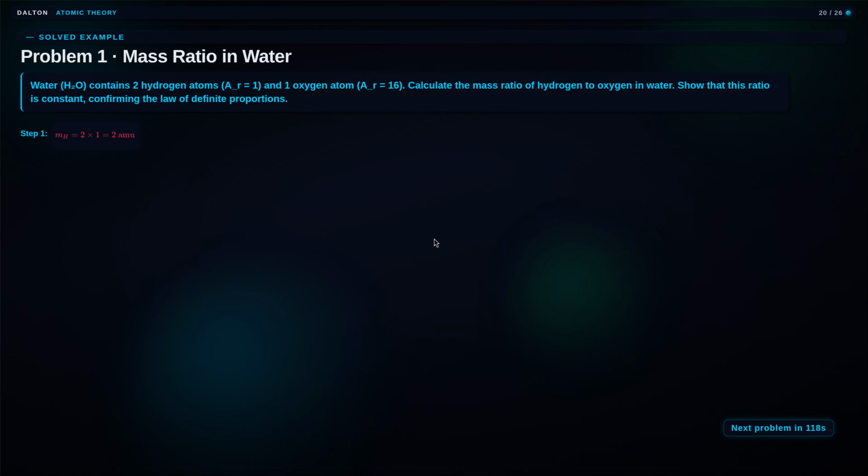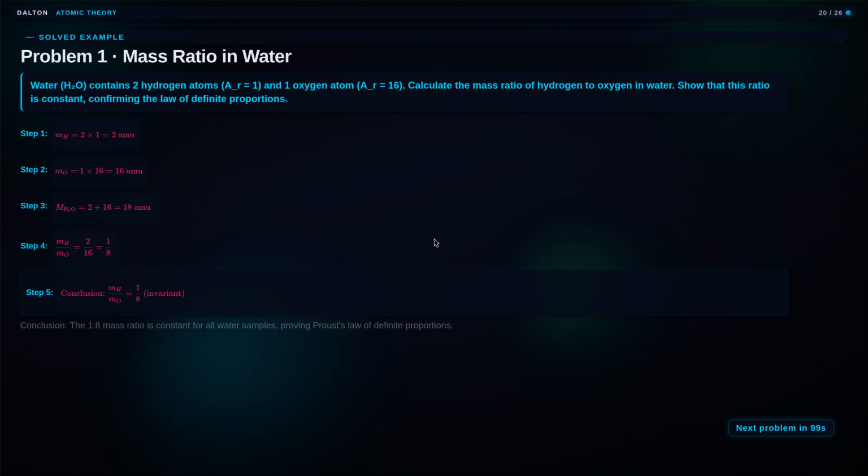Problem 1. Mass ratio in water. Water contains 2 hydrogen atoms with atomic mass 1 and 1 oxygen atom with atomic mass 16. Calculate the mass ratio of hydrogen to oxygen in water. Show that this ratio is constant, confirming the law of definite proportions.